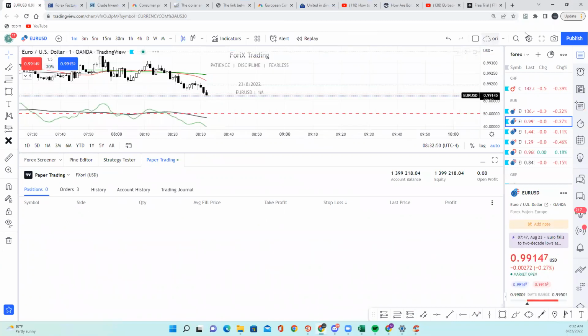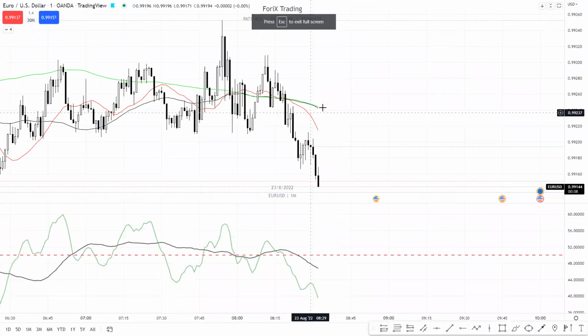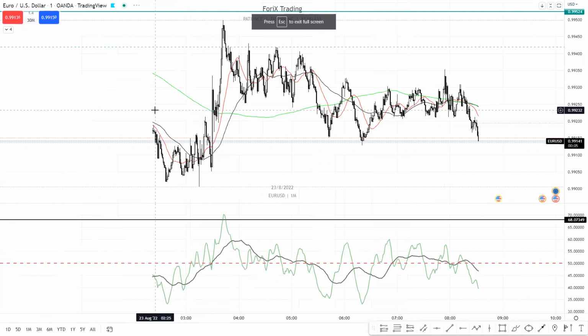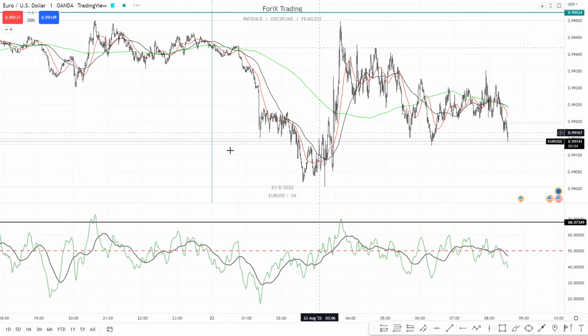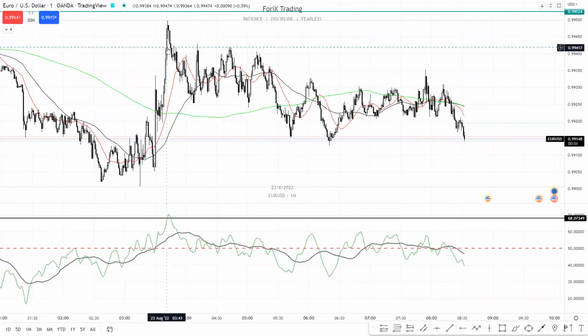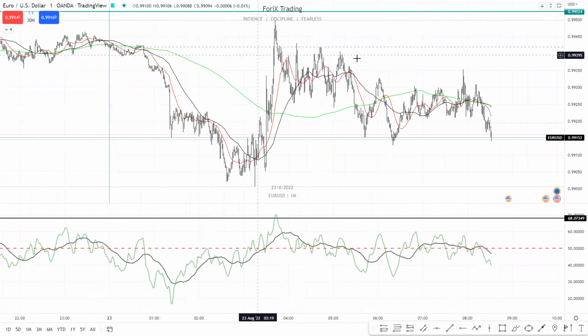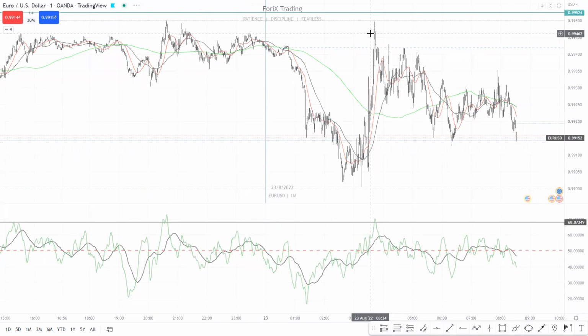Let's look at Euro USD because we just never got the opportunity, right? It never happened. So what are we supposed to do about that? This was yesterday's PA. Oh no, this was today. This was today at 3 a.m.